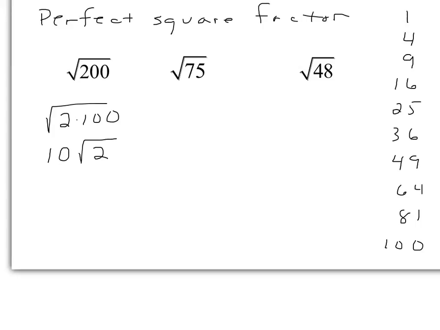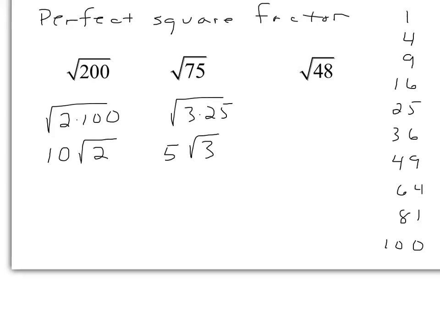So the square root of 75, let's look through my list here. 25 is the biggest one that goes into there. So this is the square root of 3 times 25. Square root of 25 is 5, so that comes outside. And what's left inside is 3.